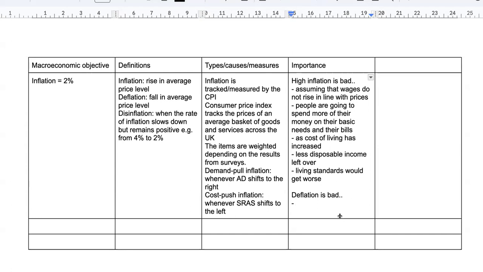Does anyone know why deflation is bad? So a reminder, deflation is when there's a fall in average price level. This is a weird one. I don't know if anyone will know why that's bad. Because people aren't going to spend, they're just going to wait for prices to keep going down. Yeah, good. So Neeraj, Hassan, did you know that already? Could you repeat that? People are less likely to spend because they're waiting for prices to go down.